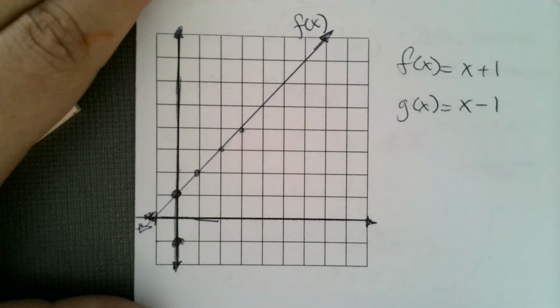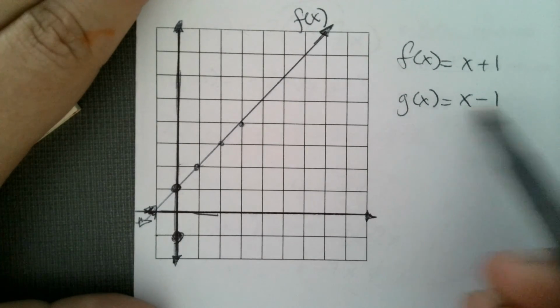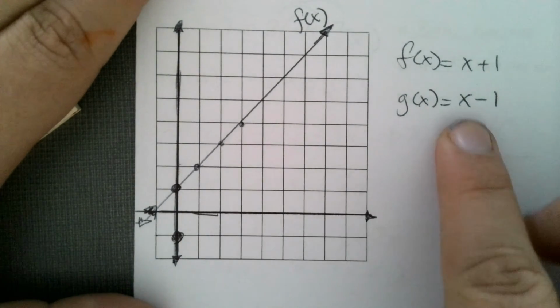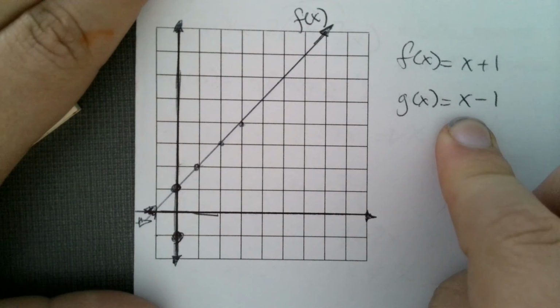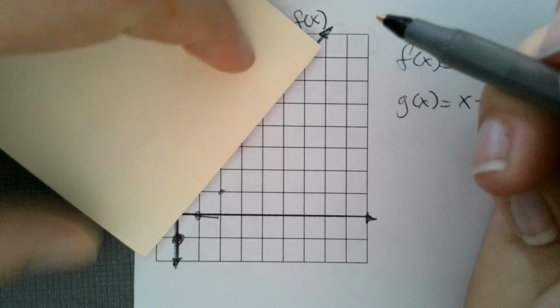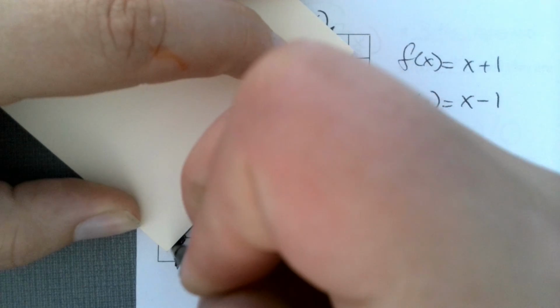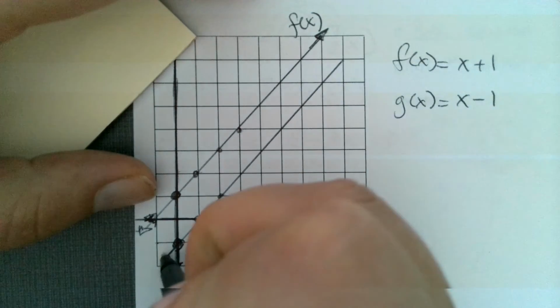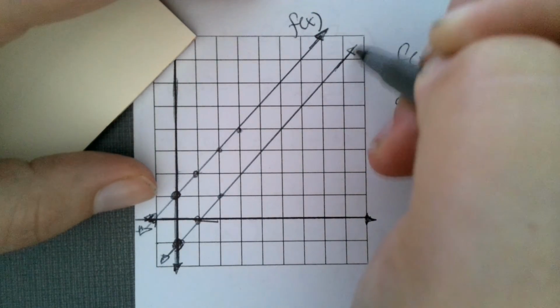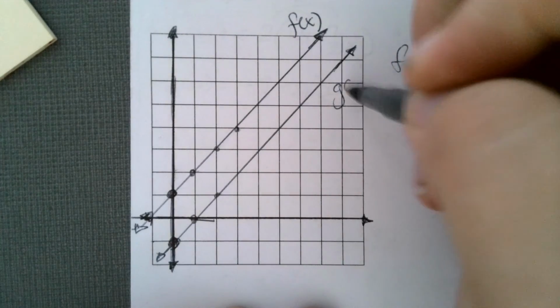Matthew, your table's in charge. What is the slope on this equation? The number in front of the x. Here, it's just a 1. So it's going to be the same slope. Make sure that your graph has arrows. Make sure that it is straight. And I need you to label this one g of x.